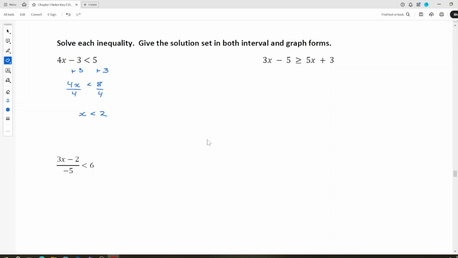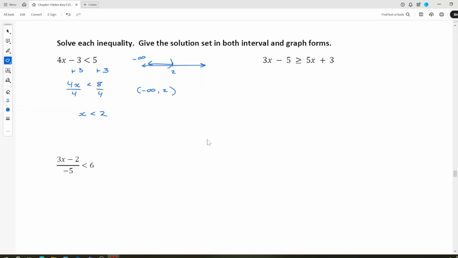If I want to give the solution set in both interval and graph forms, I'm going to start with a graph. I'm going to put a 2 somewhere on this number line. X is all real numbers less than 2, so that's to the left. And because it's not equal to, I'm going to use a round bracket. For my interval notation, I'm going to say that it's going from negative infinity up to 2, round bracket.